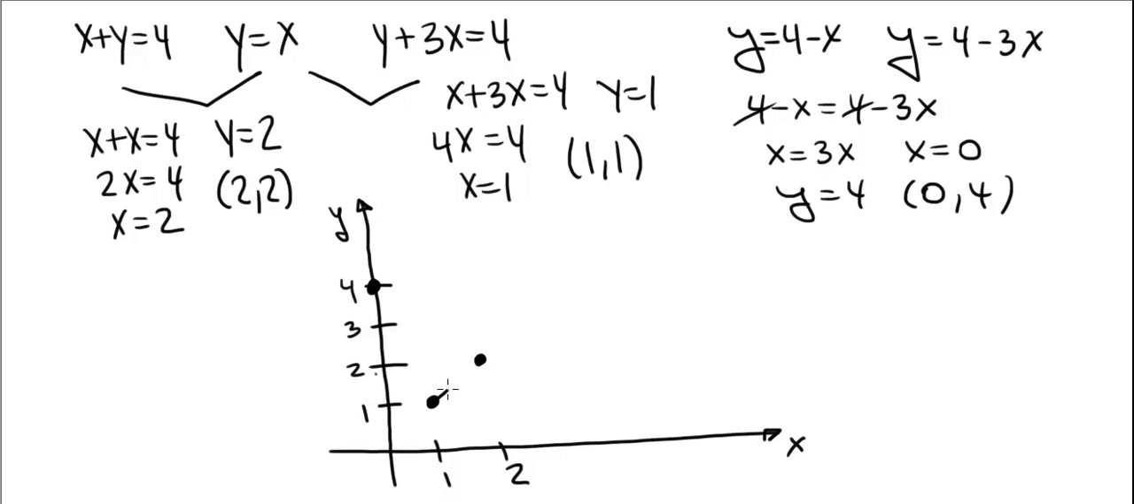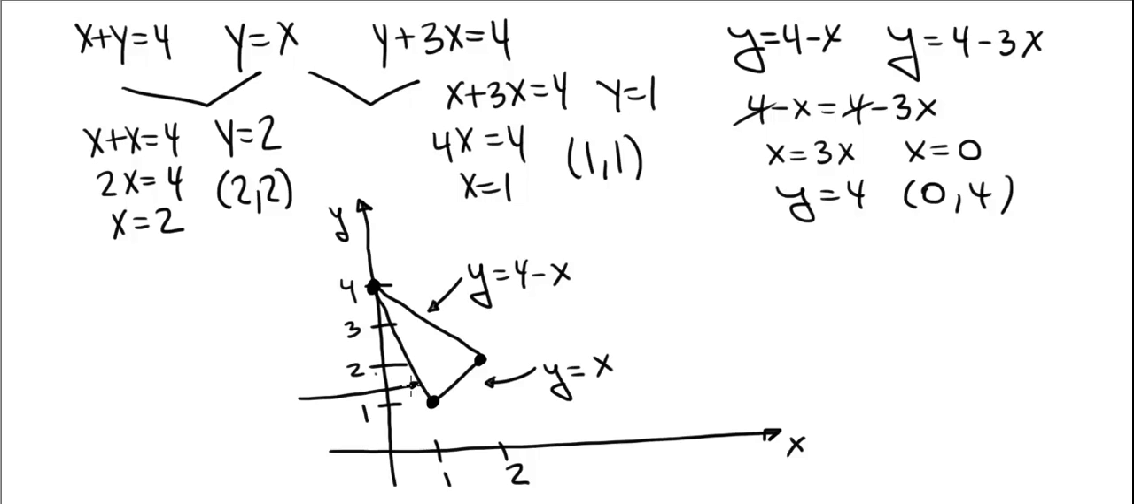Now the three critical points are (1, 1), (2, 2), and (0, 4). The line y equals x right here goes through (1, 1) and (2, 2), so this is the line y equals x. The line x plus y equals 4, so solving for y, this is the line y equals 4 minus x. It passes through (0, 4) and (2, 2). And then the third line right here, this is the line that goes through points (0, 4) and (1, 1). That's the line y equals 4 minus 3x.